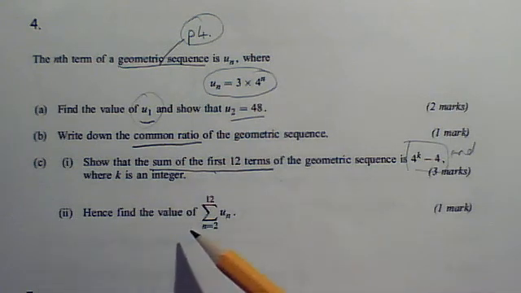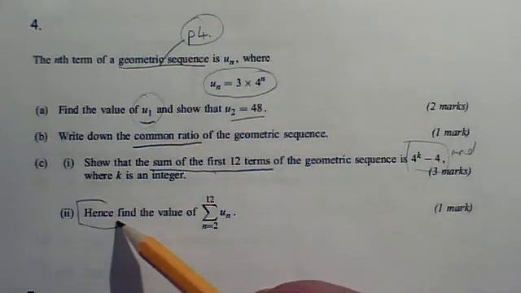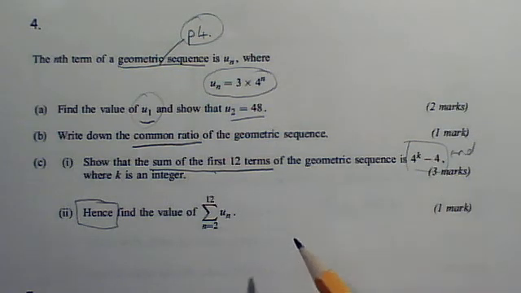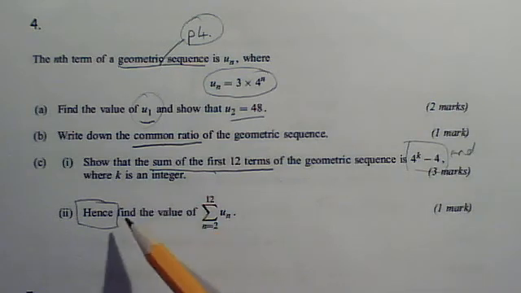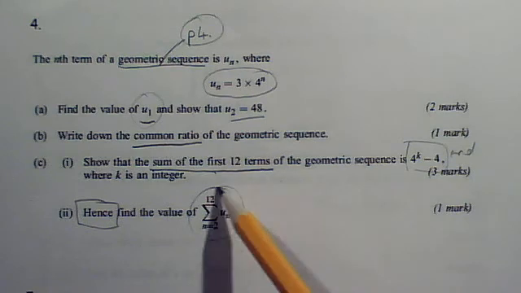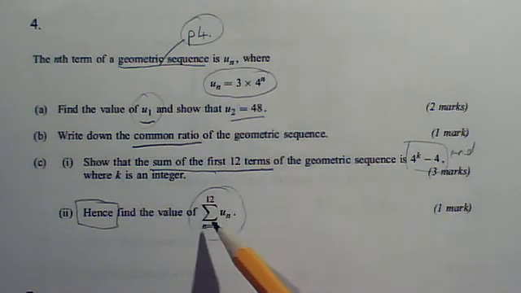Hence find the value of this. Hence means use what you've just done. So the previous answer, hopefully you've come up with a value for k, if only by experimentation. We know that the sum of the first 12 terms is this. All this means is we're summing values, that's what the sigma means.